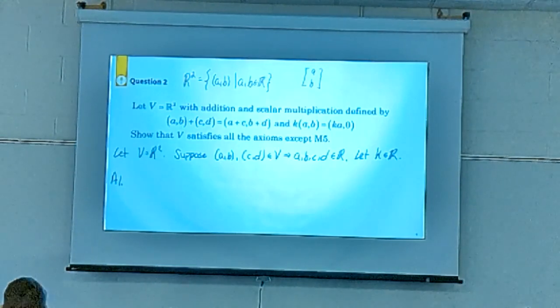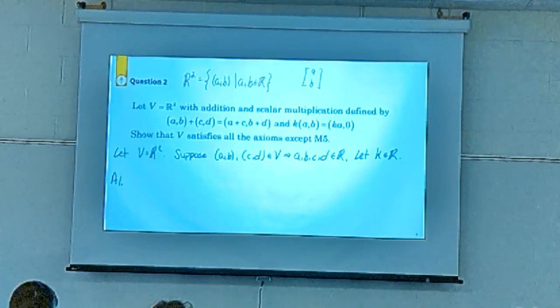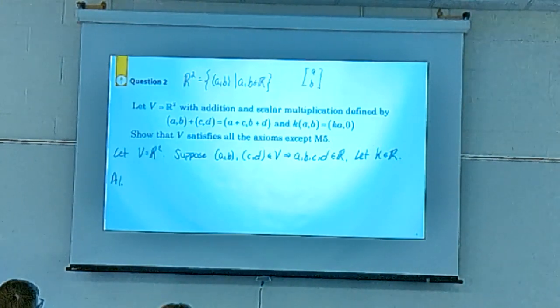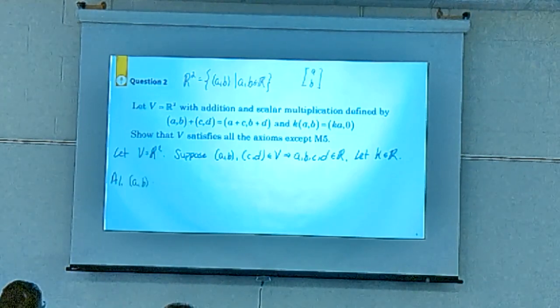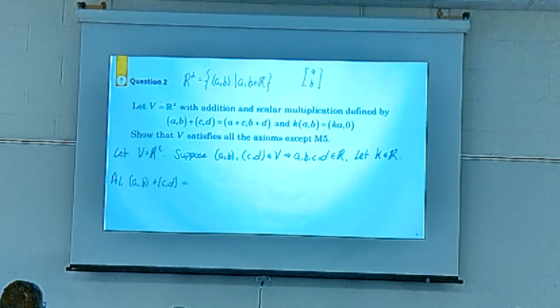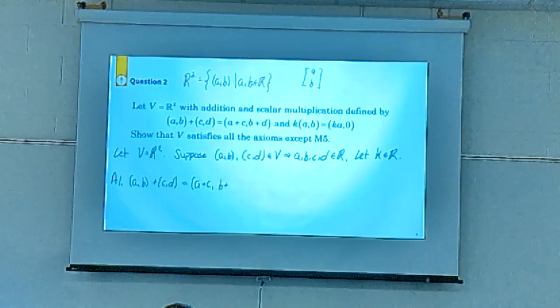And at this point, I'm going into the more convention of linear algebra where I'm not putting circle plus and circle times. It's just regular plus, and that's understood to be the vector addition operation. And k times ab is understood to be the vector scalar multiplication operation. By definition of our vector addition, that's a plus c comma b plus d, right?